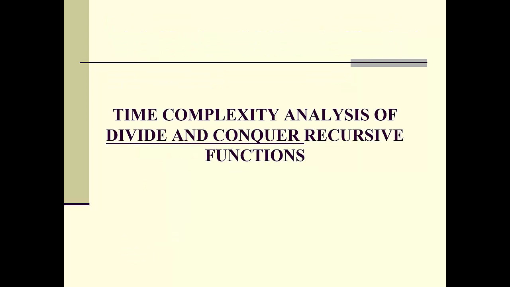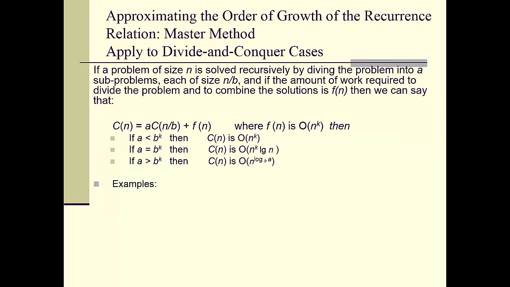Now, if we look at the time complexity for the divide and conquer approach, we use a general formula called the master method to solve the time complexity for divide and conquer functions. The general approach is that if you have a recursive function, we can find its recurrence relationship in the following form, where C of n is equal to a C of n over b plus f of n, where f of n has a complexity of O of n to the k.